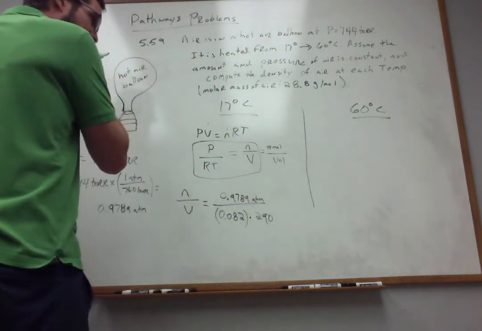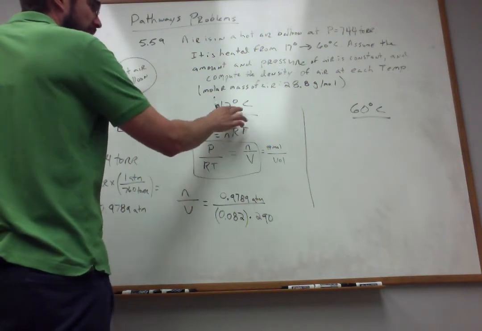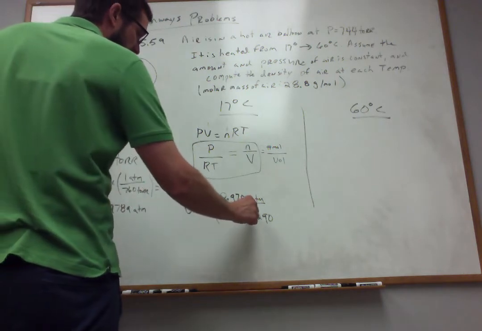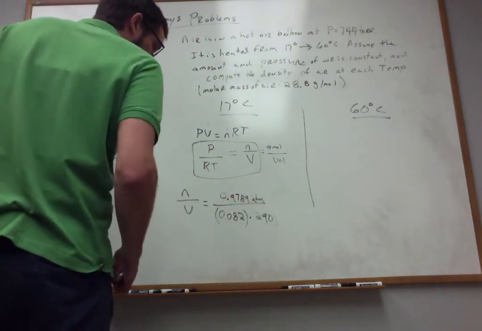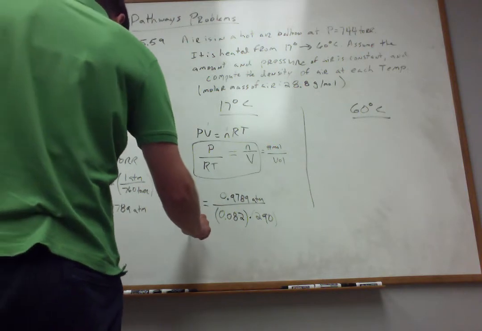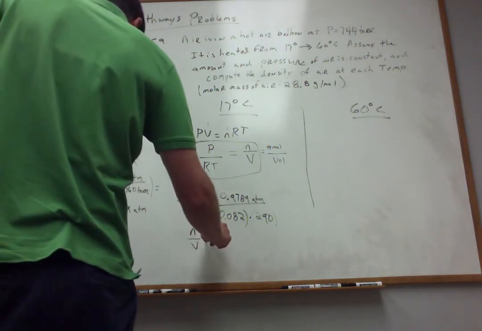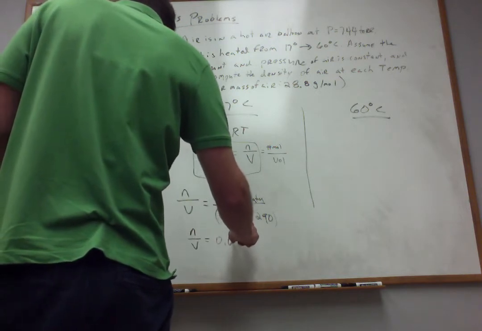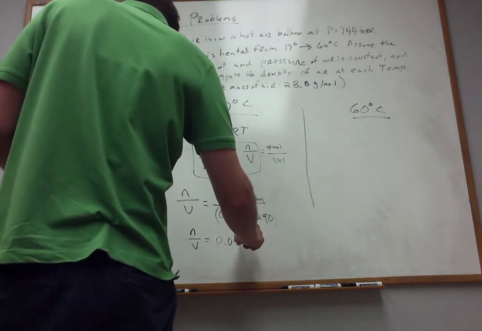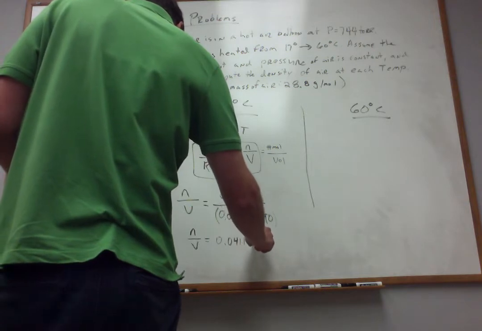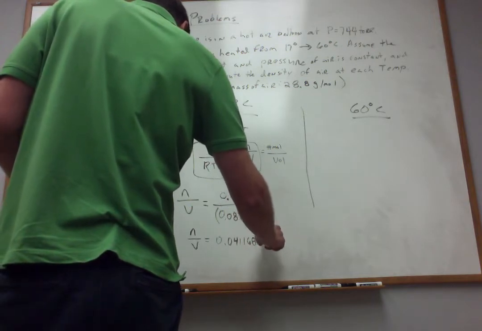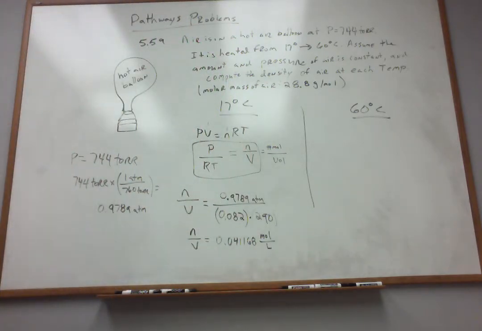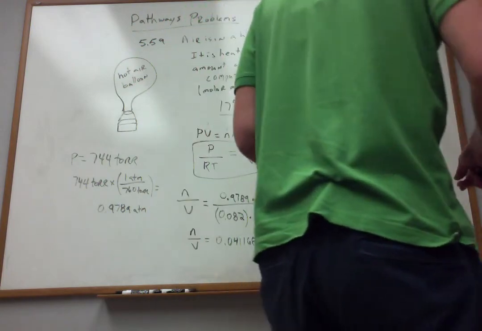The way I need to do that is I need to take my 17 degrees Celsius. And if you have a Celsius temperature, you just add 273. That's your Kelvin temperature. So I'm taking 273, adding 17, that yields 290. And if I complete this calculation out, my N over V is 0.041168. That's going to have units of moles per liter. That's the number of moles per liter of air at that temperature.